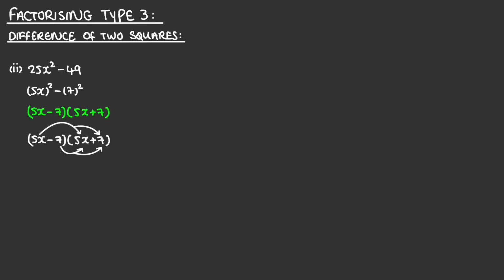Again, if we want to check our answer, we can multiply out the brackets. Factorising is the reverse process of expanding out brackets. So when we multiply out the two brackets, 5x minus 7 by 5x plus 7, we should end up with the original expression. Simplifying our result, we end up with 25x squared minus 49, which is the same as the original expression. So we know we are correct.